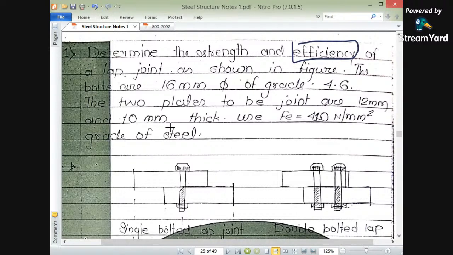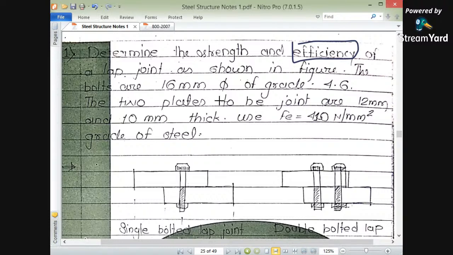If Fe is given as 410, we directly take the value as 410. If it is not mentioned directly, we still have to take the Fe value as 410.